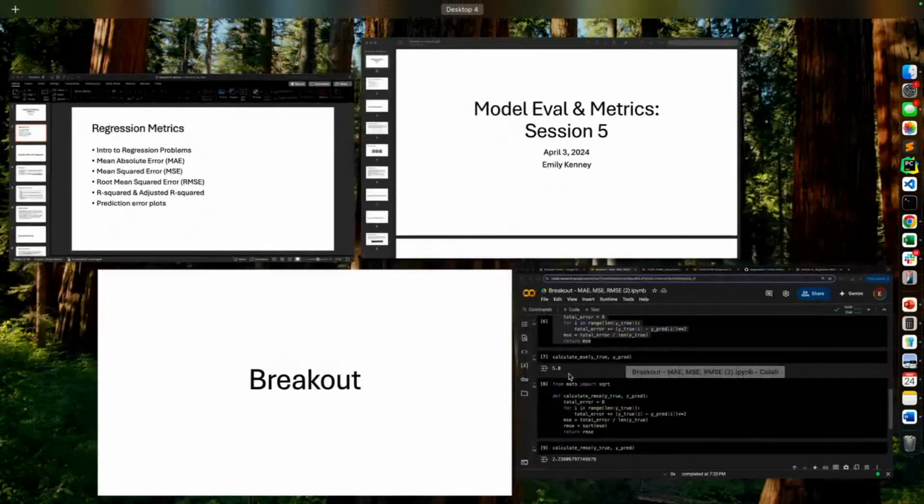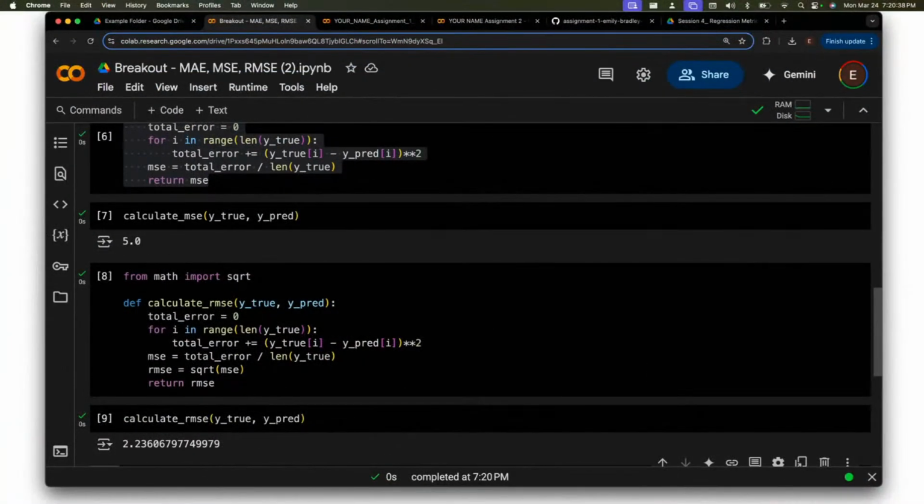Any questions here? It's the same stuff we pretty much did on the board, just codified.